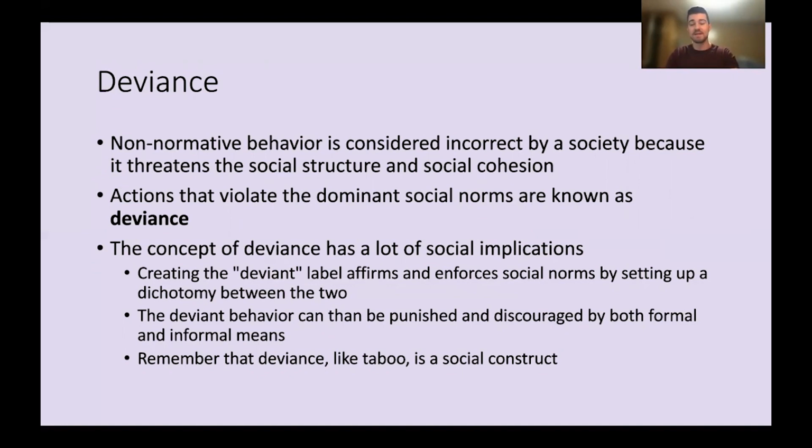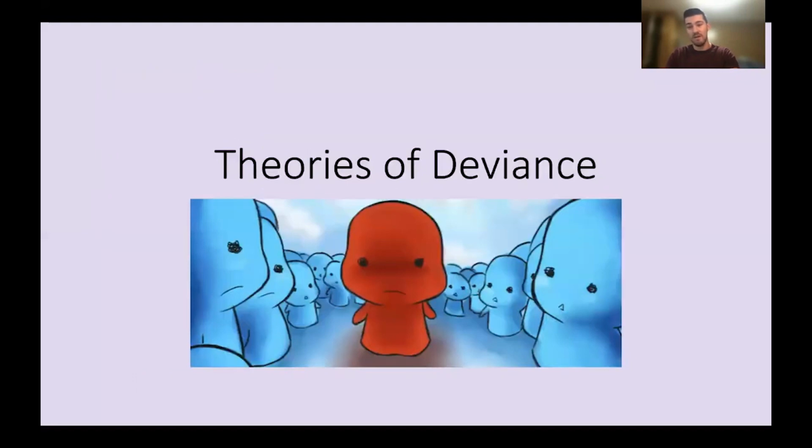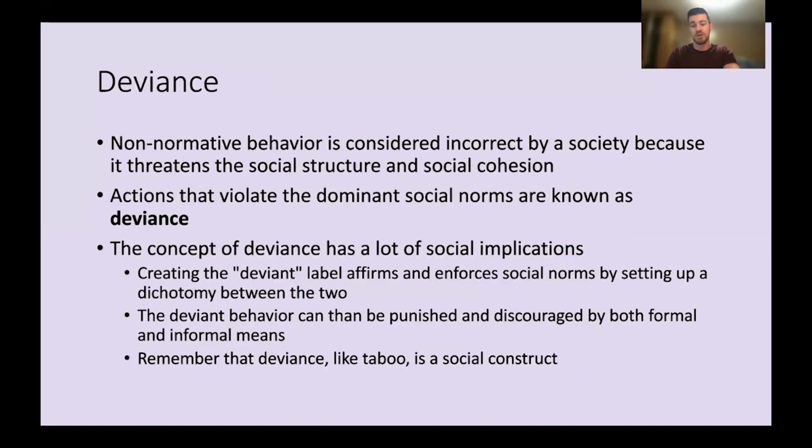So remember that deviance, like taboo, is a social construct, and that goes back to what I was just talking about over here. In Western culture, and usually in most spheres, when we're talking about deviance, we're talking about criminology, but it's not always the case. So someone deviant in another society may not be considered deviant in this society because it's a social construct.